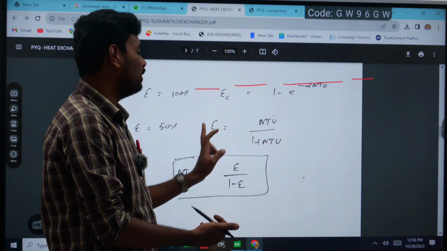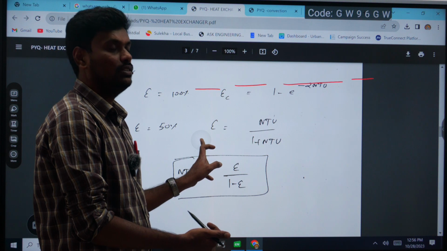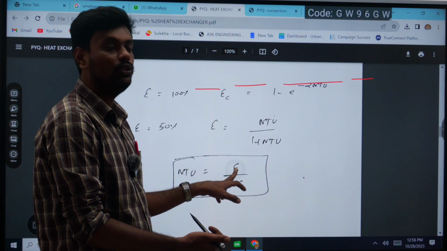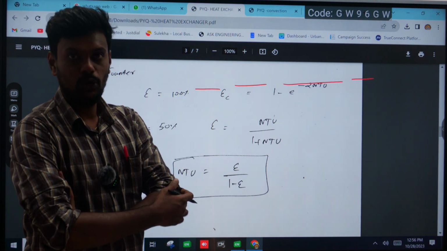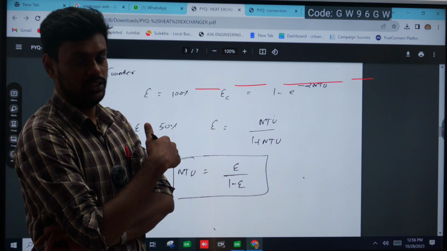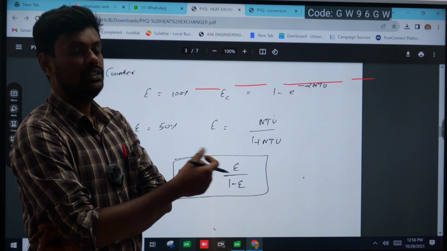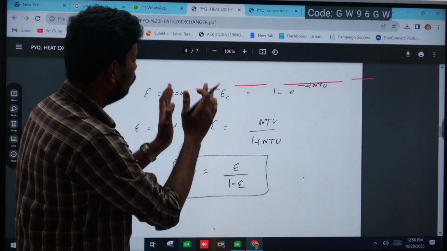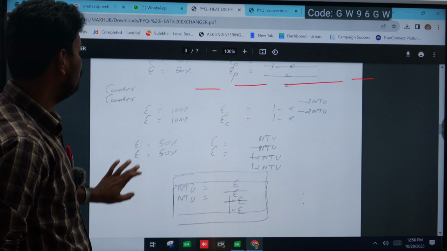So if you substitute, you will get the effectiveness, or otherwise they will give the effectiveness value so that you can find out the NTU. Okay, they will give either NTU or effectiveness for 50% of effectiveness in the counter flow heat exchanger. Just remember only the formulas. Okay, now you see the question.